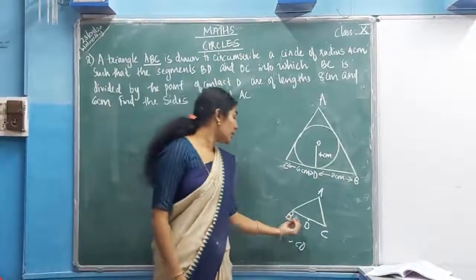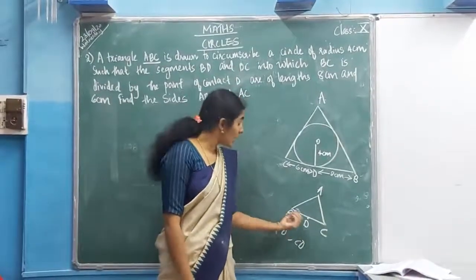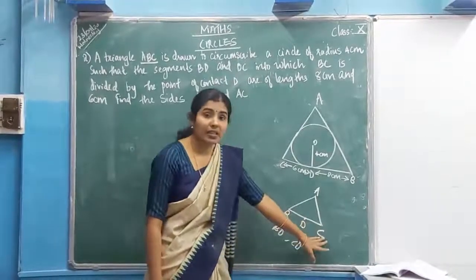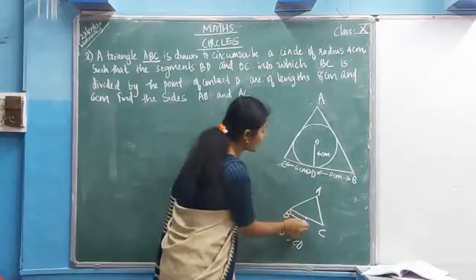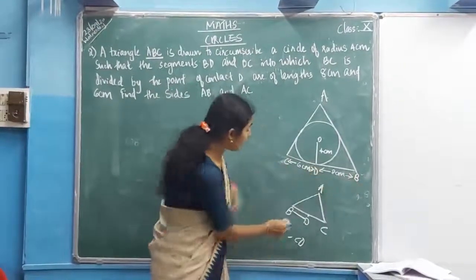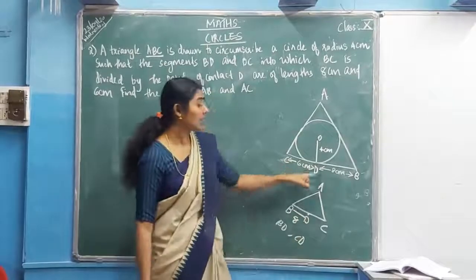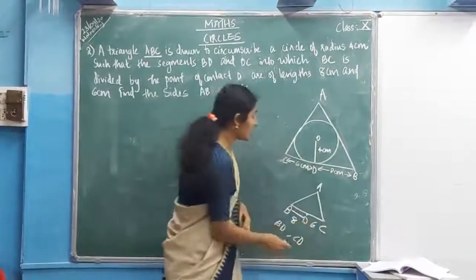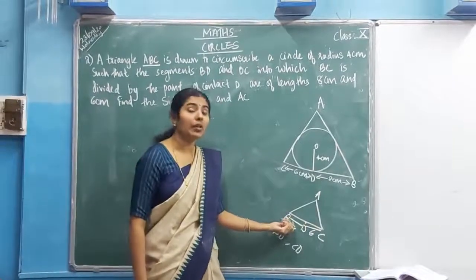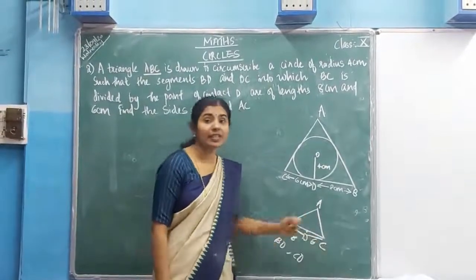Again you see, BC is one of its sides. This side is divided into two parts, BD and DC. And they have given these two measurements. BD is 8 cm and CD is 6 cm. The lengths of the two segments are given. One is 8 cm and another is 6 cm.